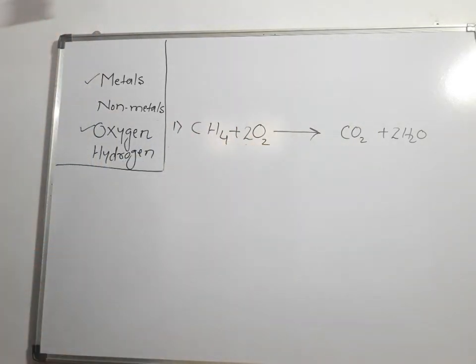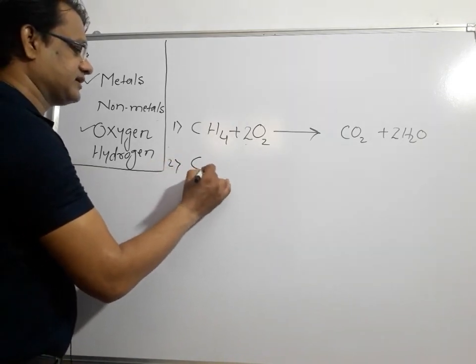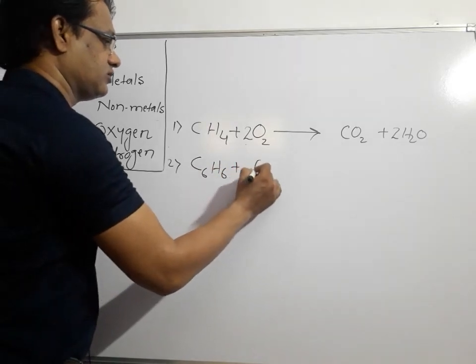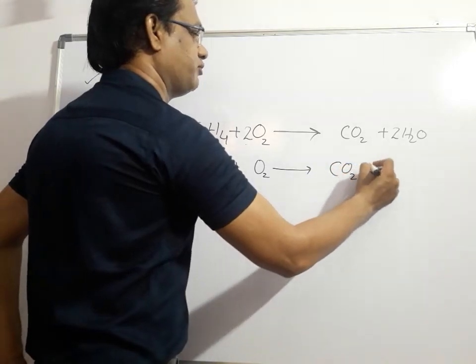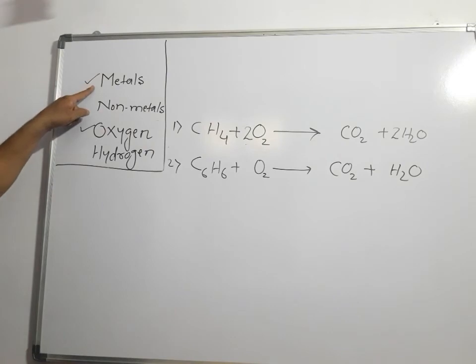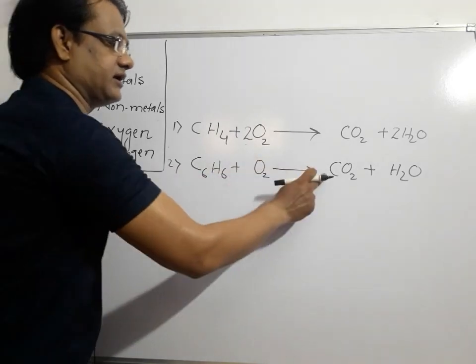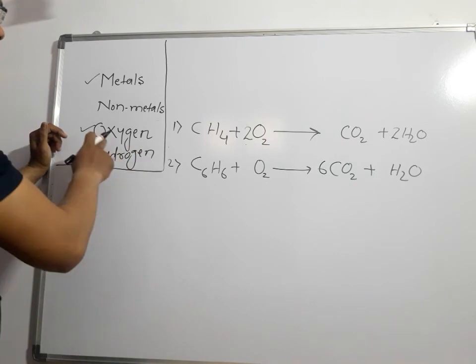Very simple. Now we'll take another example, that is combustion of benzene, that is C6H6 plus O2. When it combusts, it will form CO2 plus H2O. Now we'll balance by this trick. Metal, no metal is here. Non-metal, yes, carbon is here. How many carbons are here? 6. Here is only 1, so we'll put 6 here. Balanced, simple. Now we'll balance oxygen.